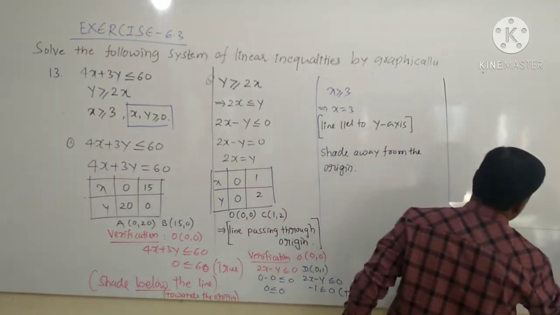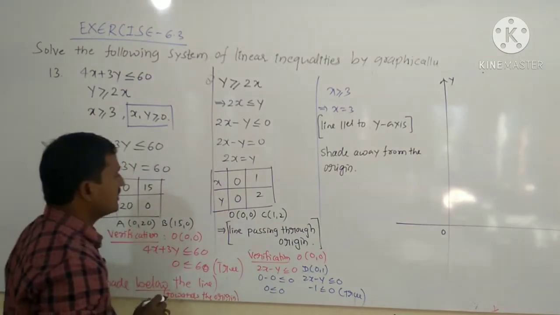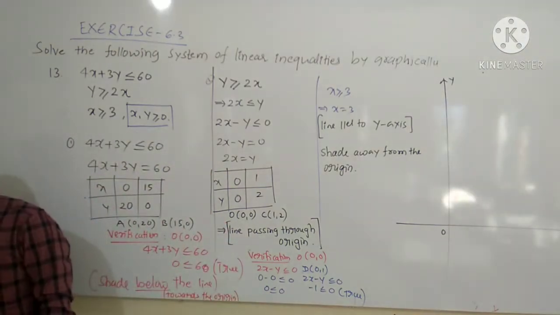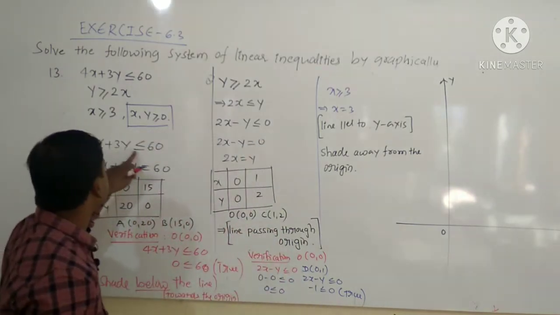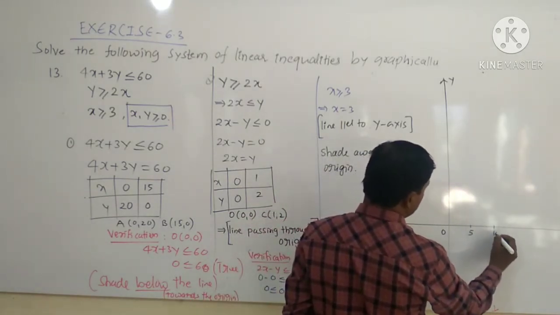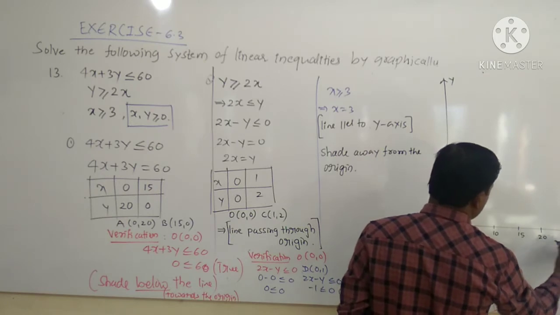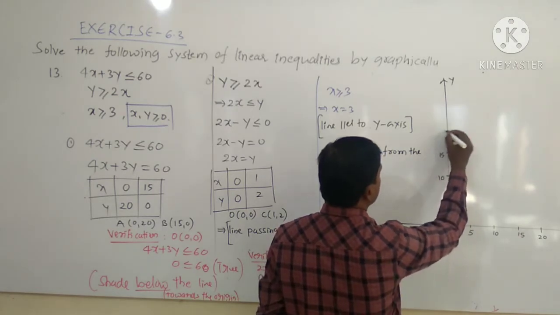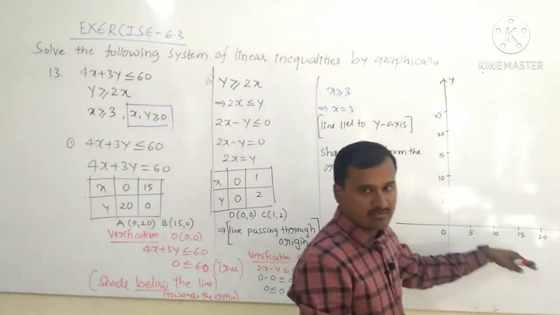So like this, the x-axis, here it is the y-axis, and here it is the origin. So here it is 0, 20. So we have to take from 5, here it is 10, 15, and here it is 20, 25. Here also we will take 5, 10, 15, 20, and 25. So here I have taken along the x axis 1 centimeter equal to 5, like that.